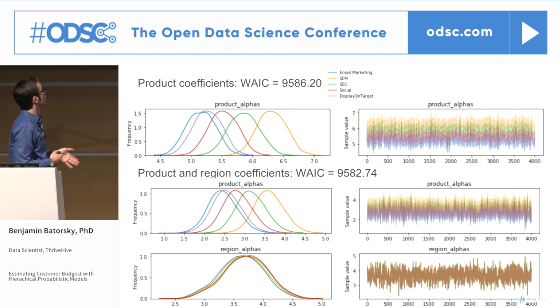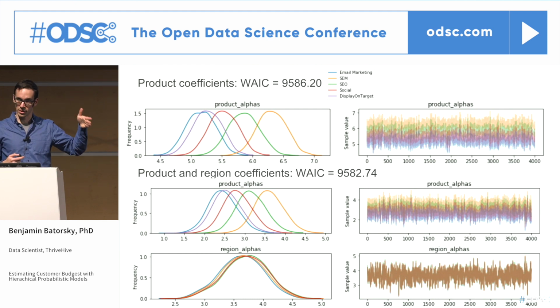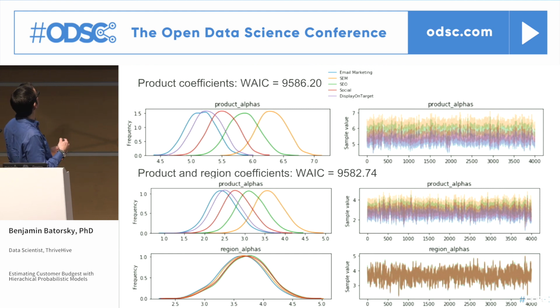One metric that you might want to use is the widely available information criterion. It's similar to the AIC that you use in non-probabilistic models, and a lower number means that it's a better fit to the data. But in this case, the lower value is not by that much. And again, by looking at this, it doesn't seem like having a bunch of those parameters really gets us much value. So it probably makes sense to just stick with the product level coefficients.